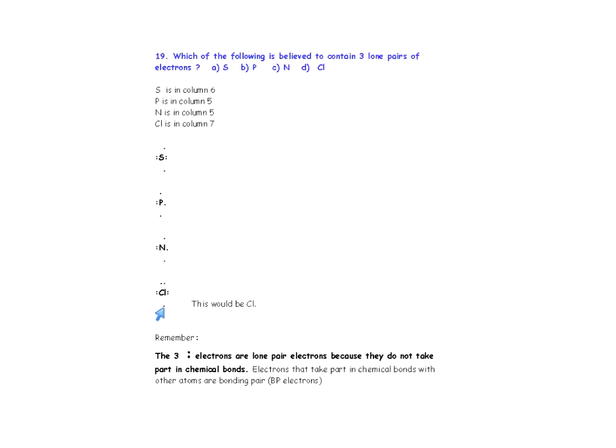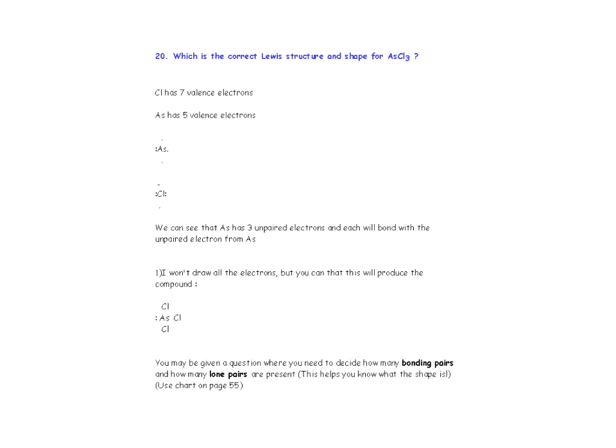Remember, those lone pair electrons and bonding pair electrons are important when we have to figure out the shape of an atom. We have a chart in the textbook, and based on the number of lone pairs and bonding pairs, I think it's on page 55, that helps us figure out what the shape will be. This question says, what's the correct Lewis structure for AsCl3? First of all, we find out As has 5 valence electrons. Cl has 7.